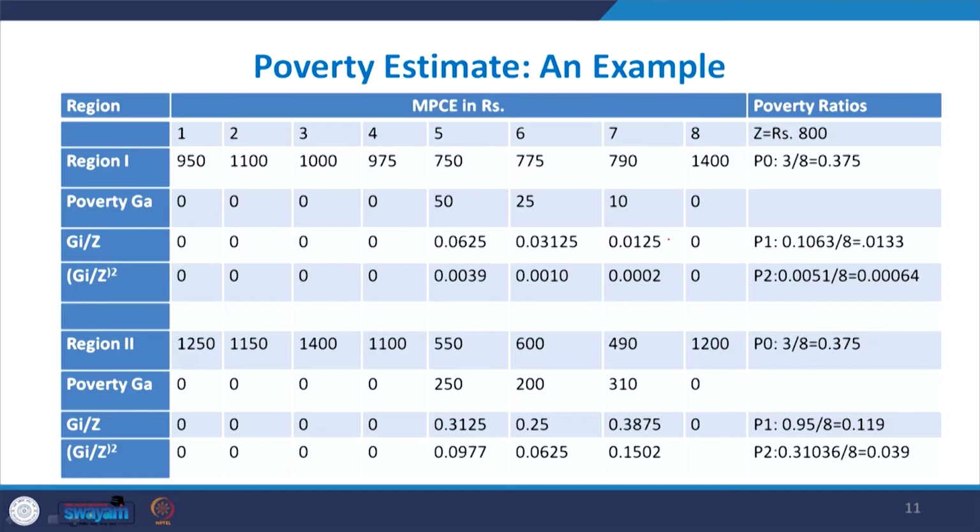After getting the gaps, what you have to do is take the ratio of the gap to the poverty line Z, and that is Gi divided by Z.